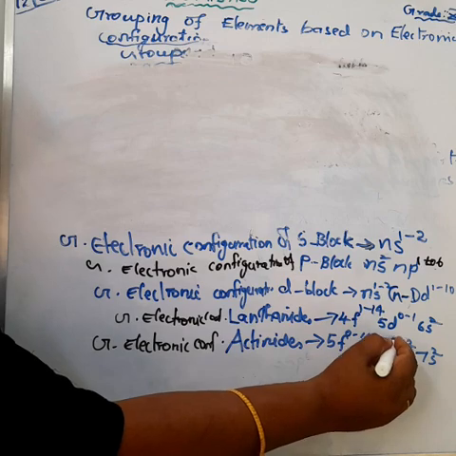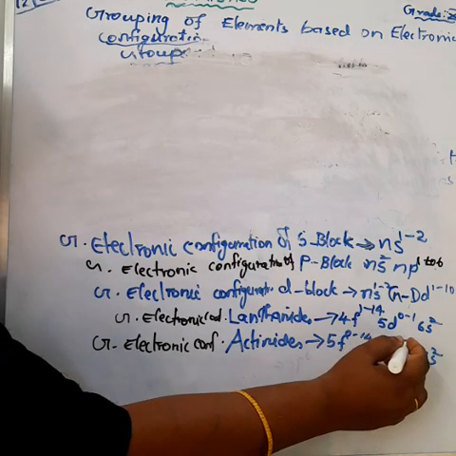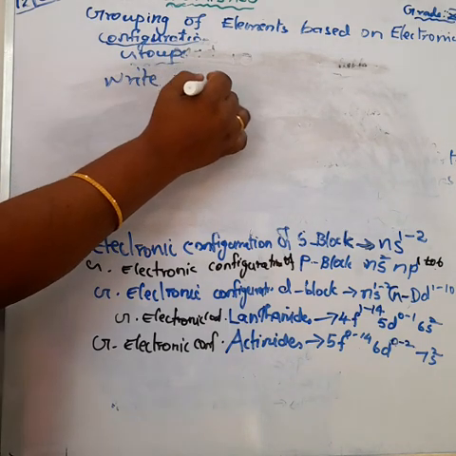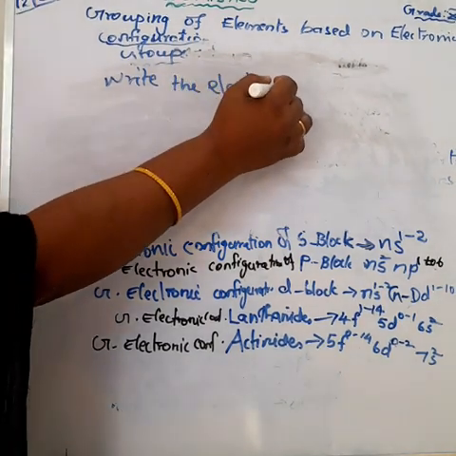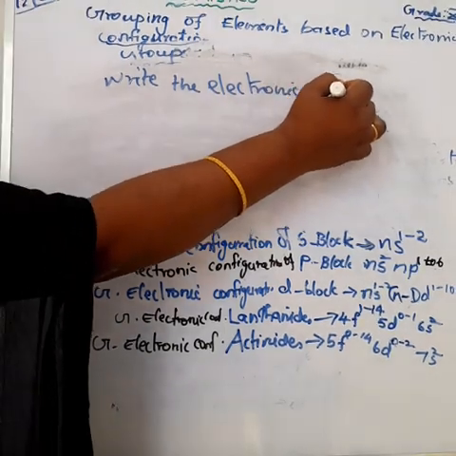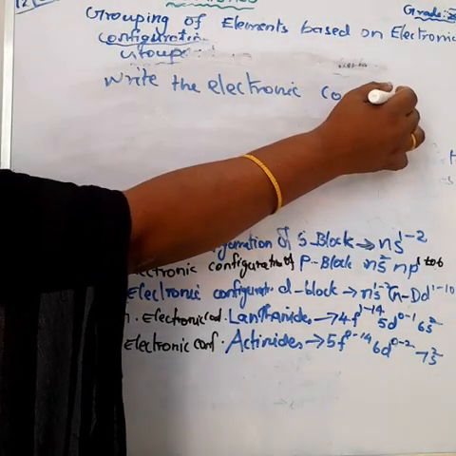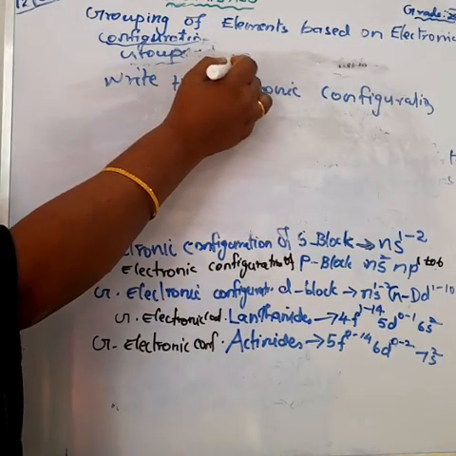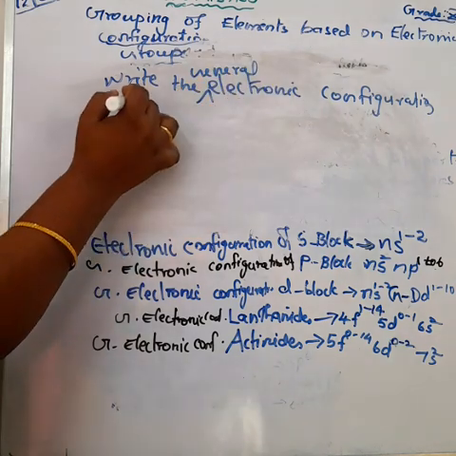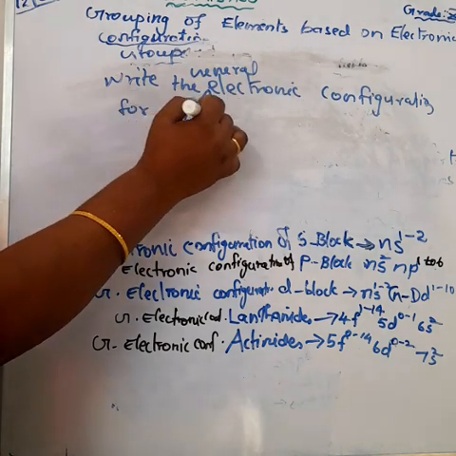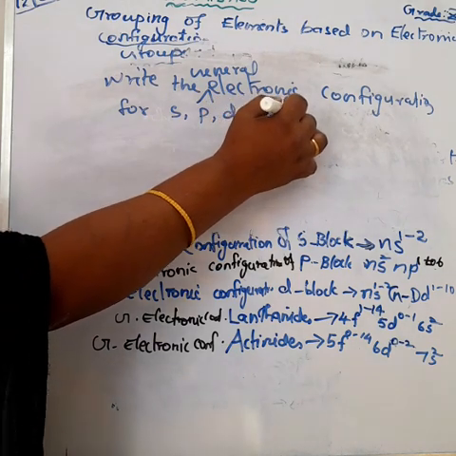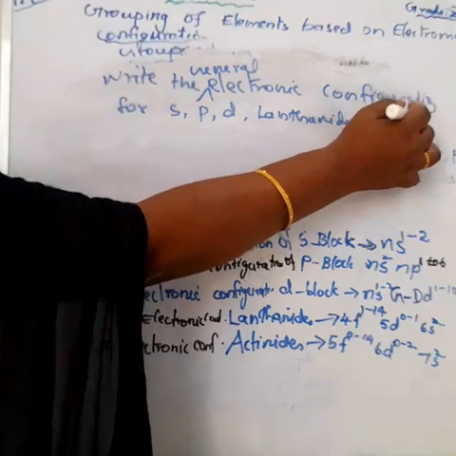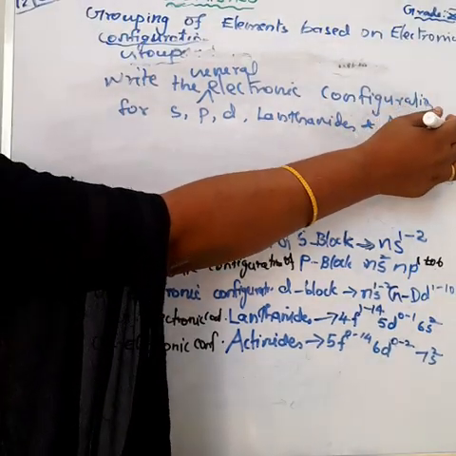This is today's assignment. What is today's assignment? Write the electronic configuration for the s block, p block, d block, and lanthanides and actinides. Very, very important. Study well. This is very useful for your further chapters.